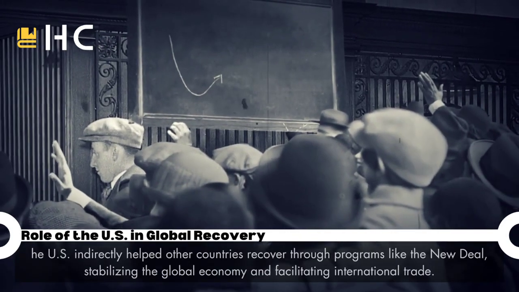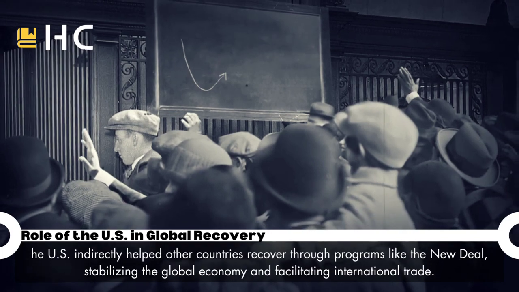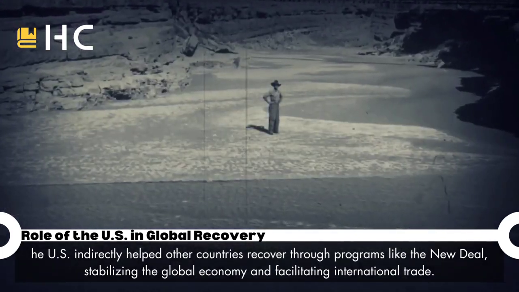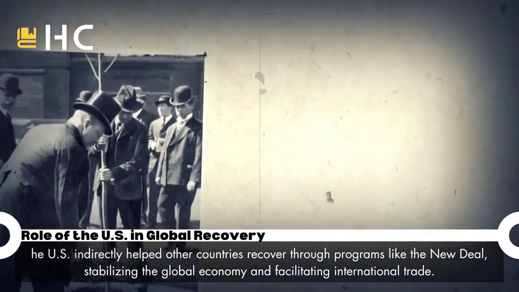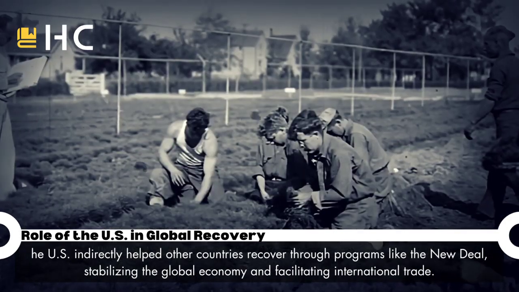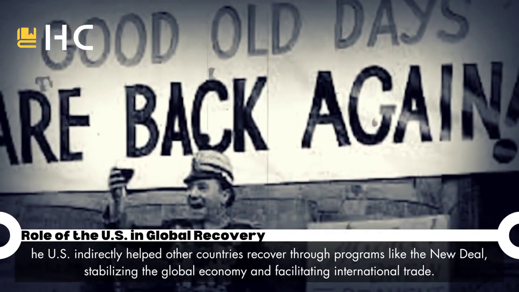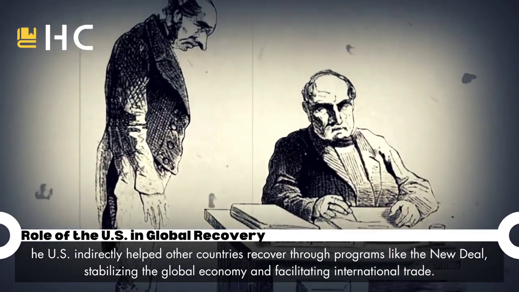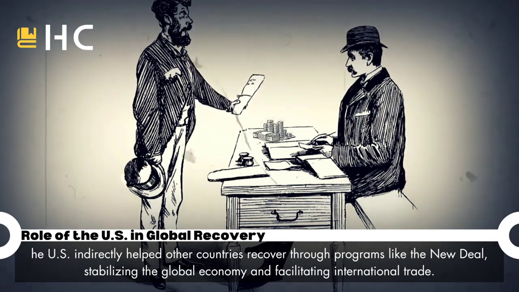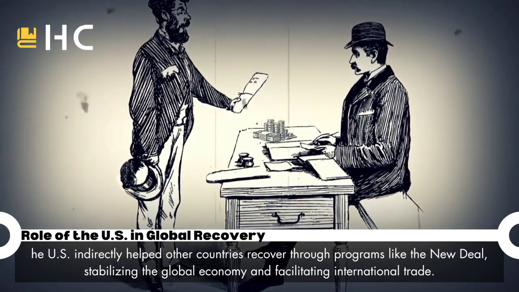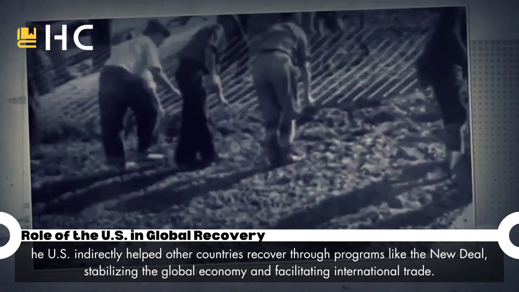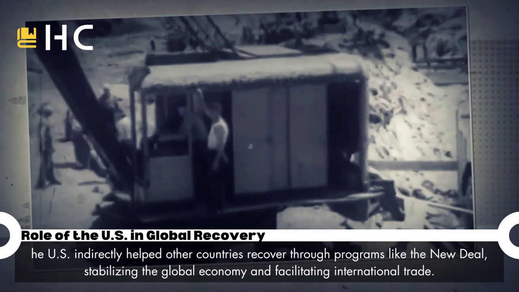The United States played a significant role in assisting other countries in their recovery from the Great Depression, primarily through its own recovery efforts, like the New Deal. When the New Deal programs boosted the U.S. economy and reduced unemployment, it had positive ripple effects globally. One of the key ways the U.S. helped other countries was by resuming international trade. As the U.S. economy improved, it could buy more goods from other nations, which in turn stimulated their economies. Additionally, the U.S. provided loans and financial support to other countries to aid their economic recovery.